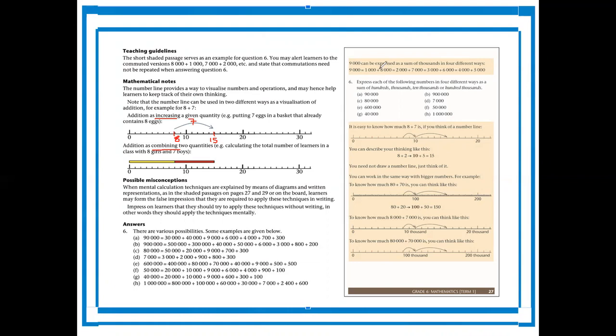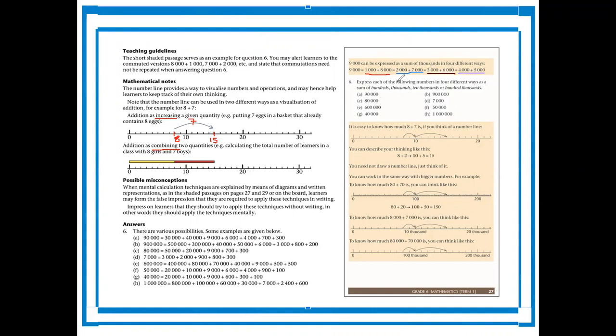Okay, so let's look at the shaded passages. So 9,000 can be expressed as a sum of thousands in 4 different ways. So one way it can be expressed is 1,000 plus 8,000, or it can be expressed as 2,000 plus 7,000, or as 3,000 plus 6,000, or as 4,000 plus 5,000.